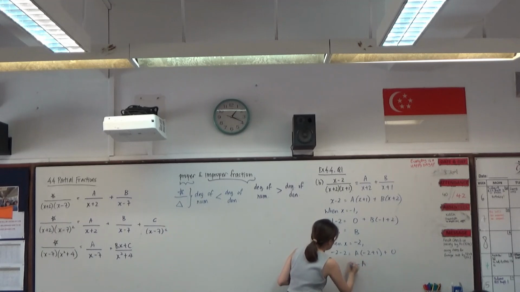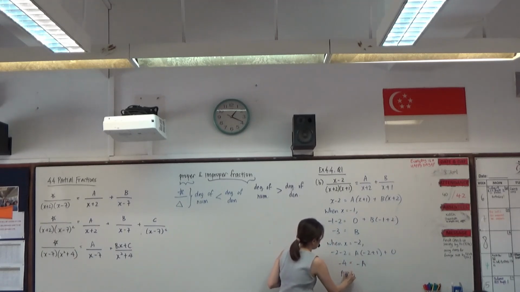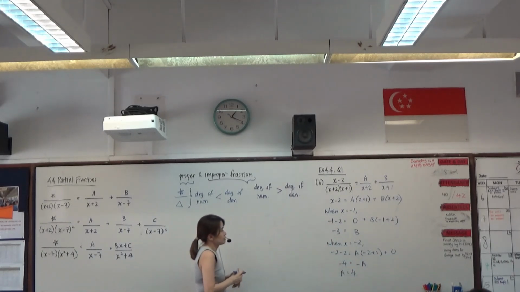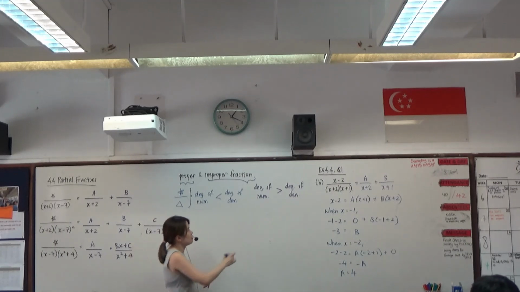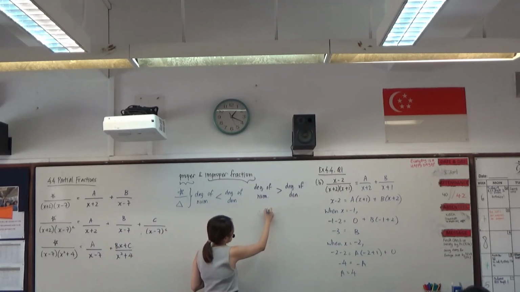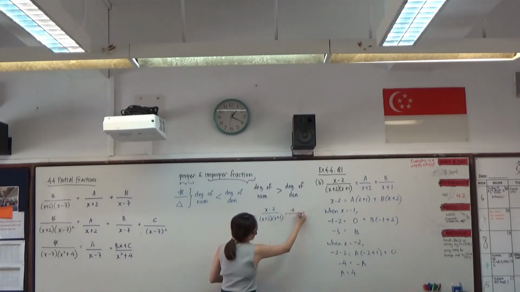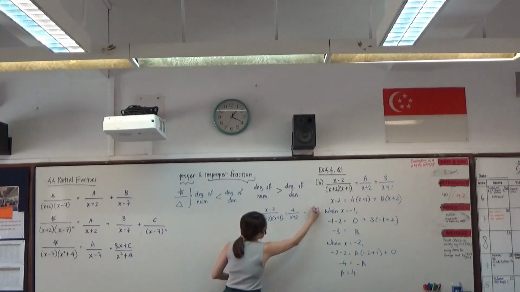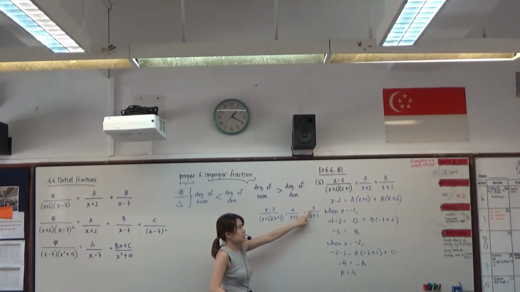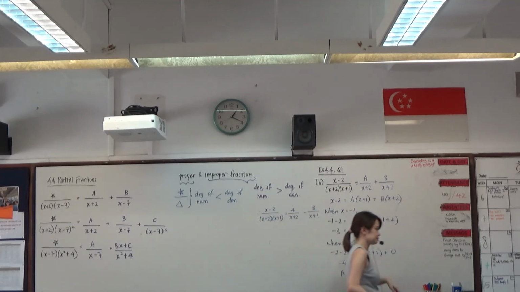This is negative A. This is -4. So A is 4. Okay, so therefore your solution will be 4 over x plus 2 minus 3 over x plus 1. Okay? It should be minus 3, not plus -3.